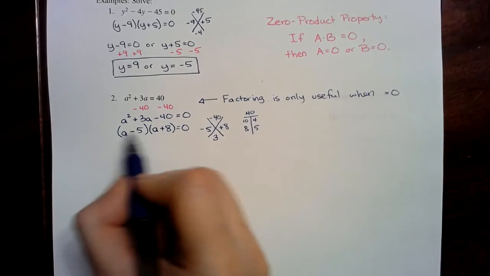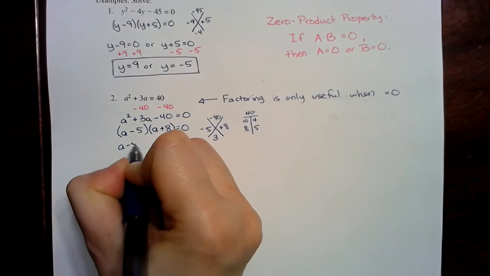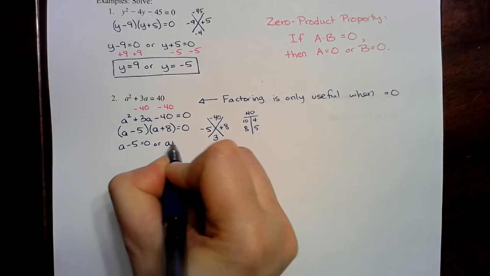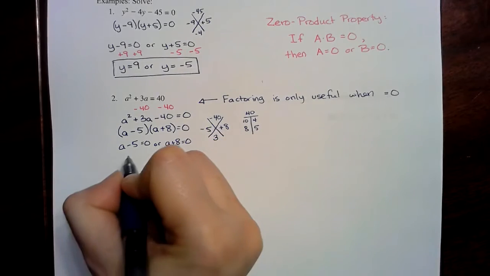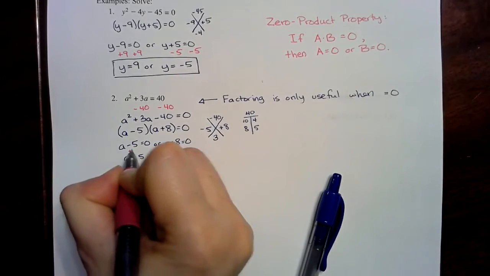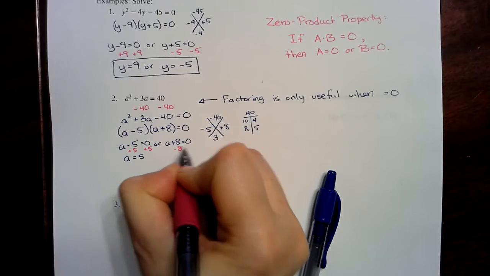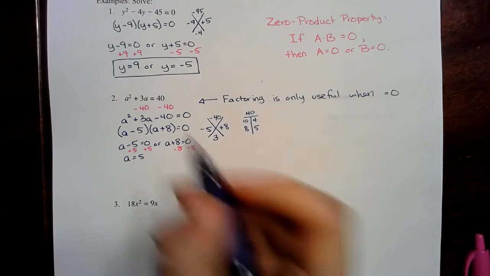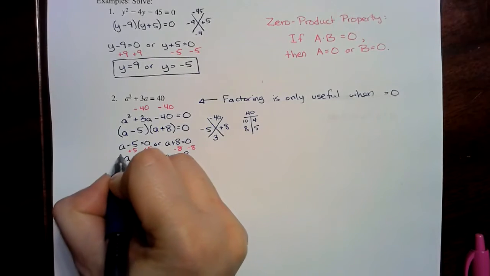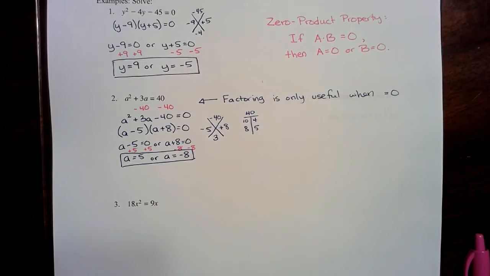And again, now that we have two things multiplied together equaling 0, either the first thing is 0 or the second thing is 0. So I will add 5 to both sides of this first one, subtract 8 from both sides of the second one. And there's my answer.